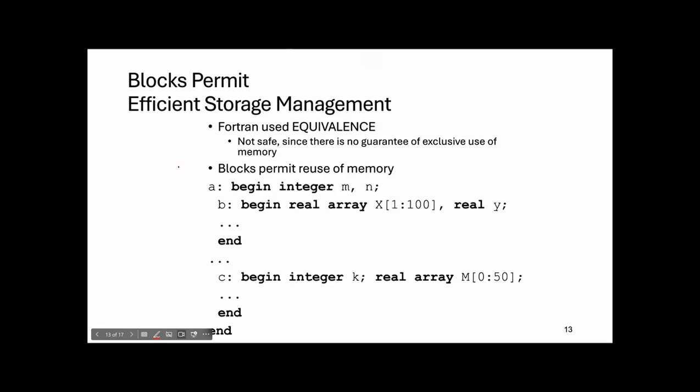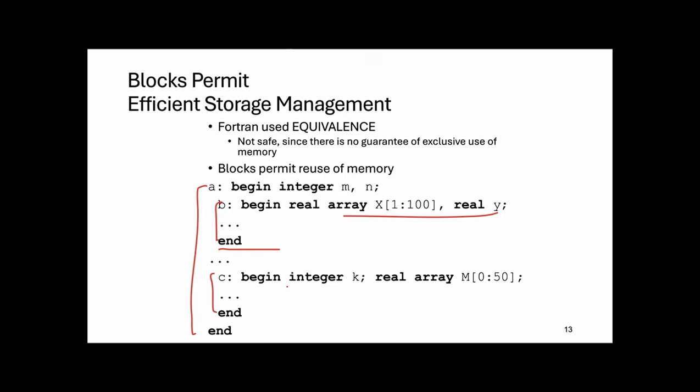So if we look at our blocks here, we have the outer block A, and we have the two inner blocks, block B and block C. Since block B declares array X and the real variable Y, they are only going to be used inside block B, and they're not needed in block C. So once this block ends and we have executed that part of the code, we can go ahead and free the memory and not reserve the memory for block B anymore.